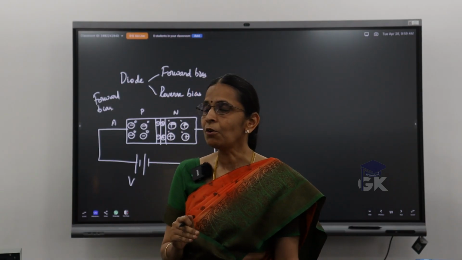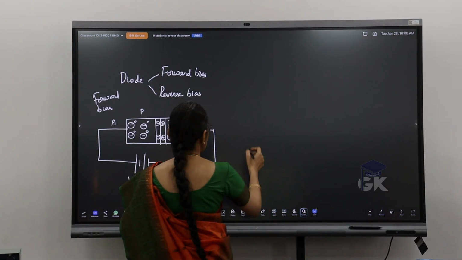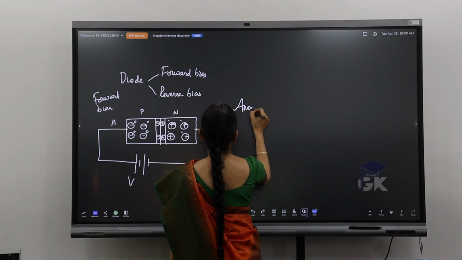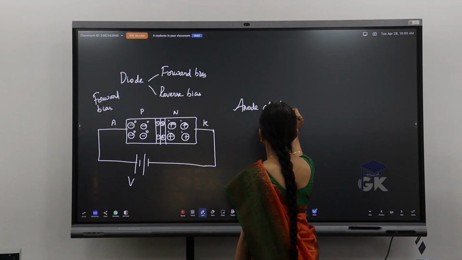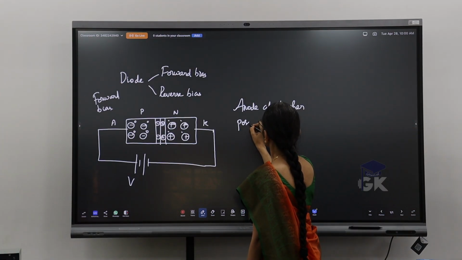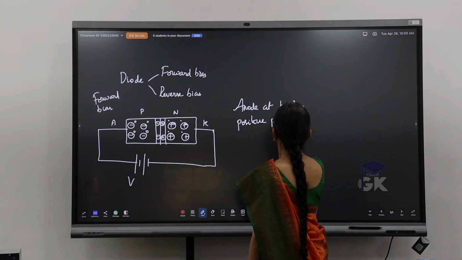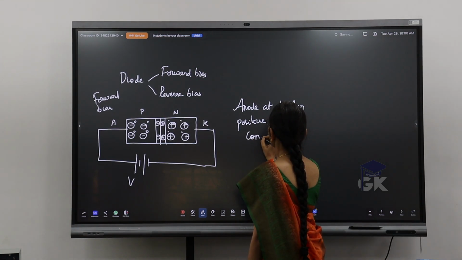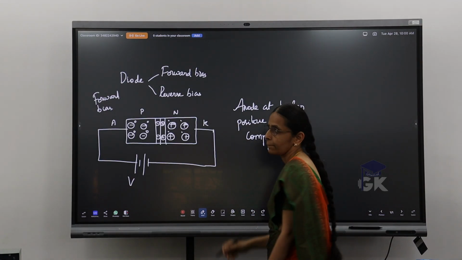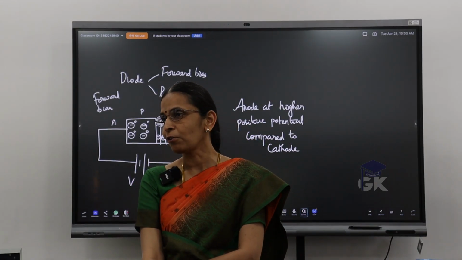So anode should be at a higher positive potential compared to that of my cathode. Okay, so that is how we have to define our forward biasing. So what do we say? Anode at higher positive potential compared to your cathode. So that is called as the forward biasing.